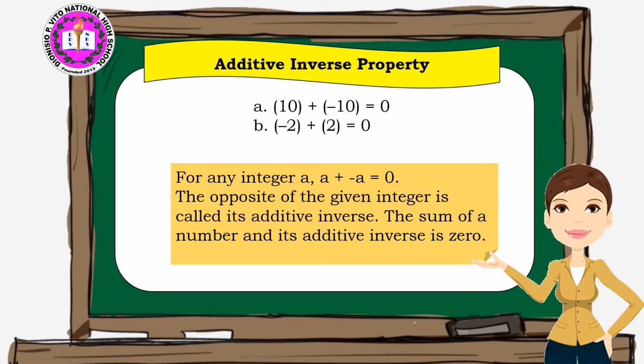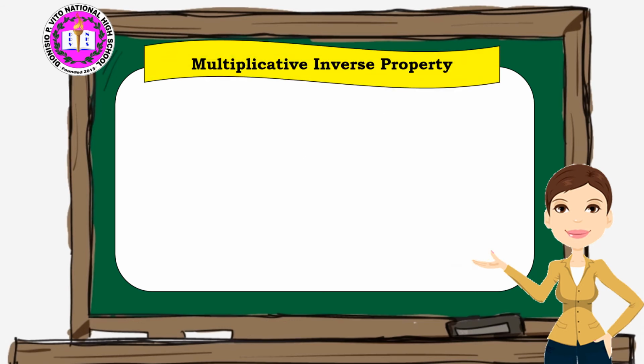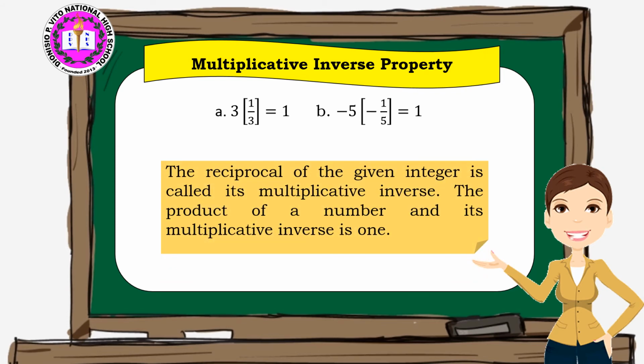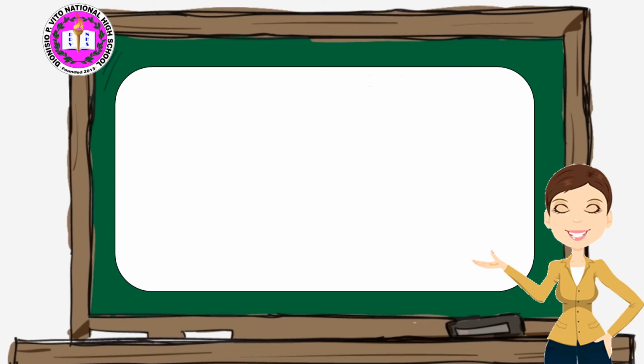The opposite of the given integer is called its additive inverse. The sum of a number and its additive inverse is 0. Next property is the multiplicative inverse property. For example, 3 × 1/3 is equal to 1, and -5 × -1/5 is equal to positive 1. The reciprocal of the given integer is called its multiplicative inverse. The product of a number and its multiplicative inverse is 1.